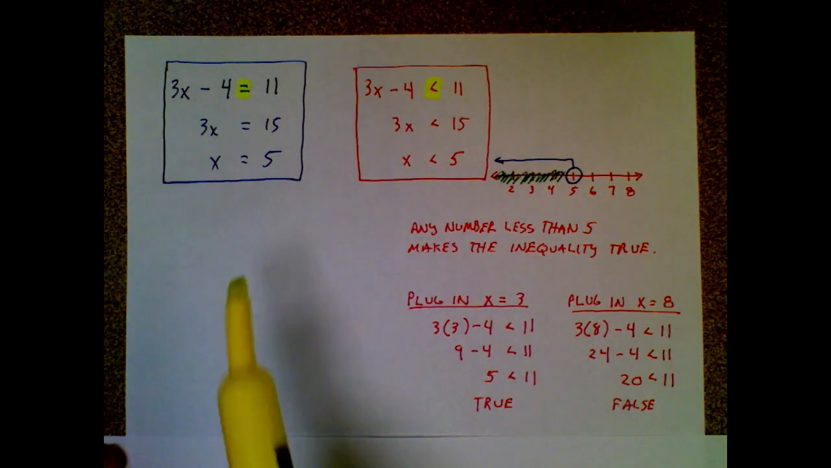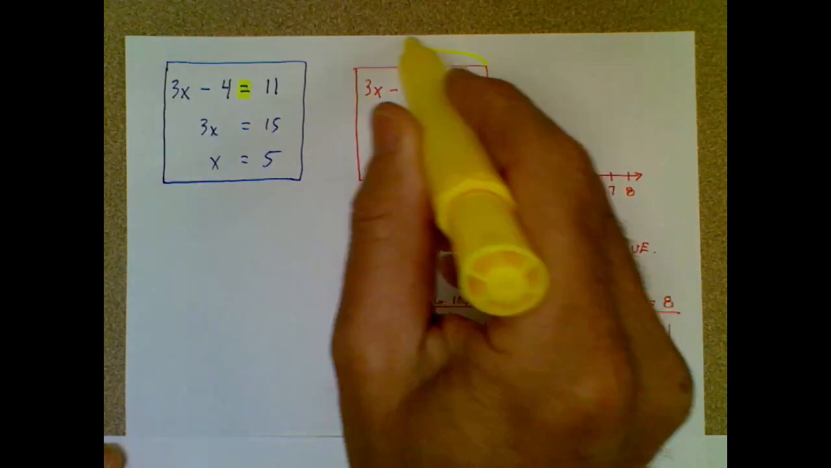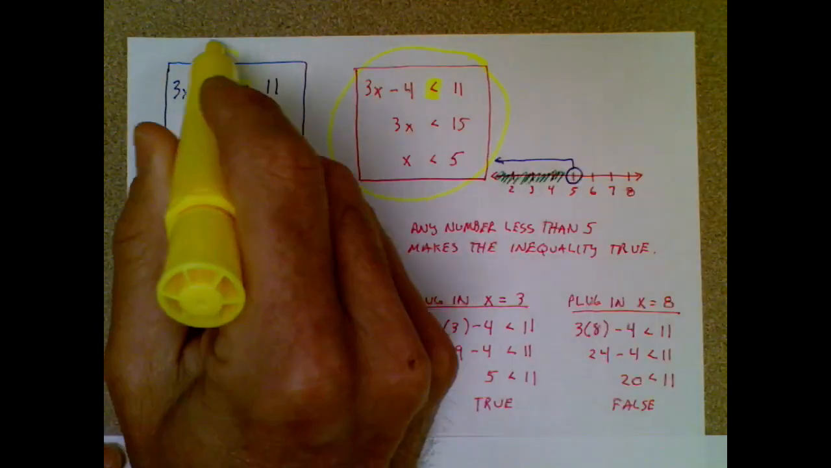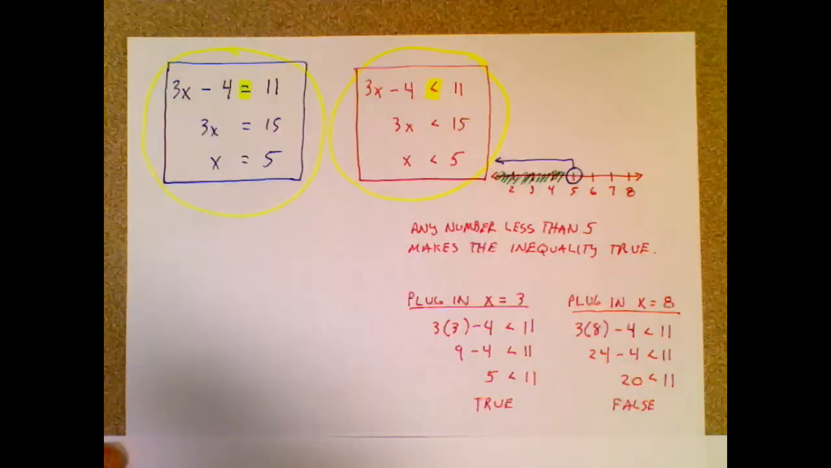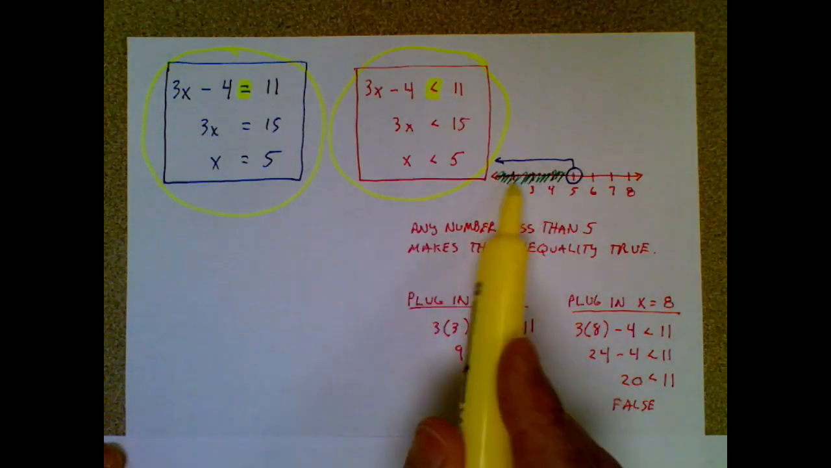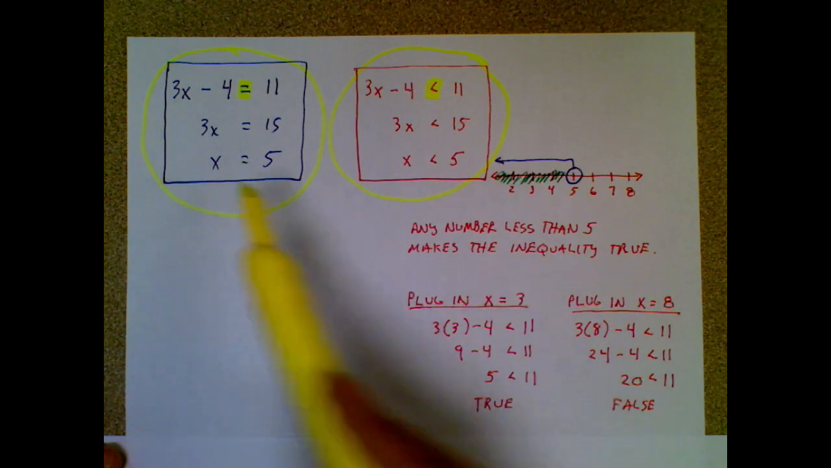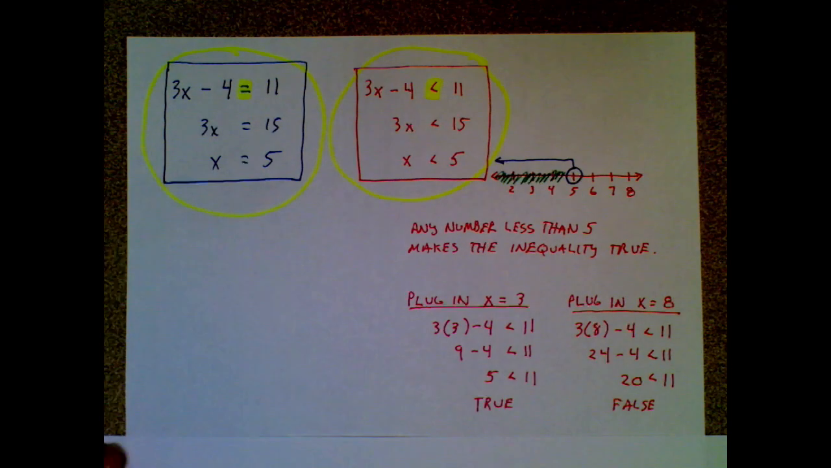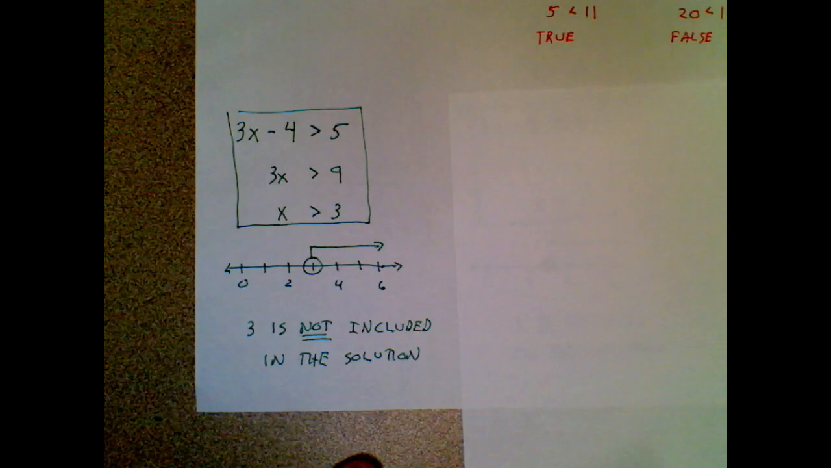It's important to remember that the steps I use to solve this inequality are exactly the same as the steps I use to solve this equation. It's just that my answer gives me a whole set of numbers rather than one exact and only one number. I'll show you two more quick examples to point out a couple other things.